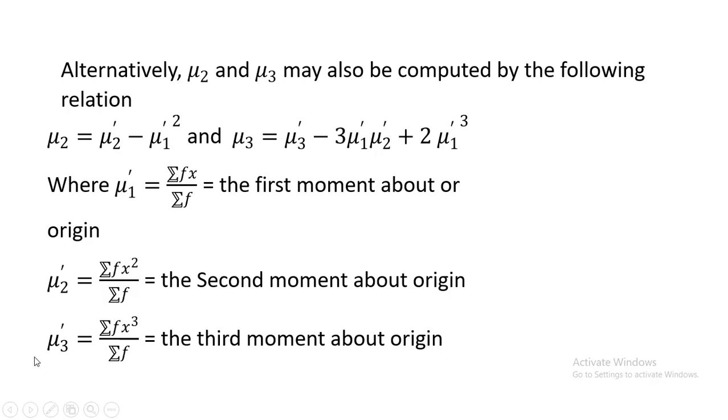Now if you look at all three mu prime values, the first moment about origin reflects the formula of mean, which equals summation fx divided by sum of f. The second moment about origin is summation fx square divided by summation f. The third moment about origin is summation fx cube divided by summation f. These are the formulas for simple frequency distribution, and you can use this formula for simple frequency distribution and for group frequency distribution.